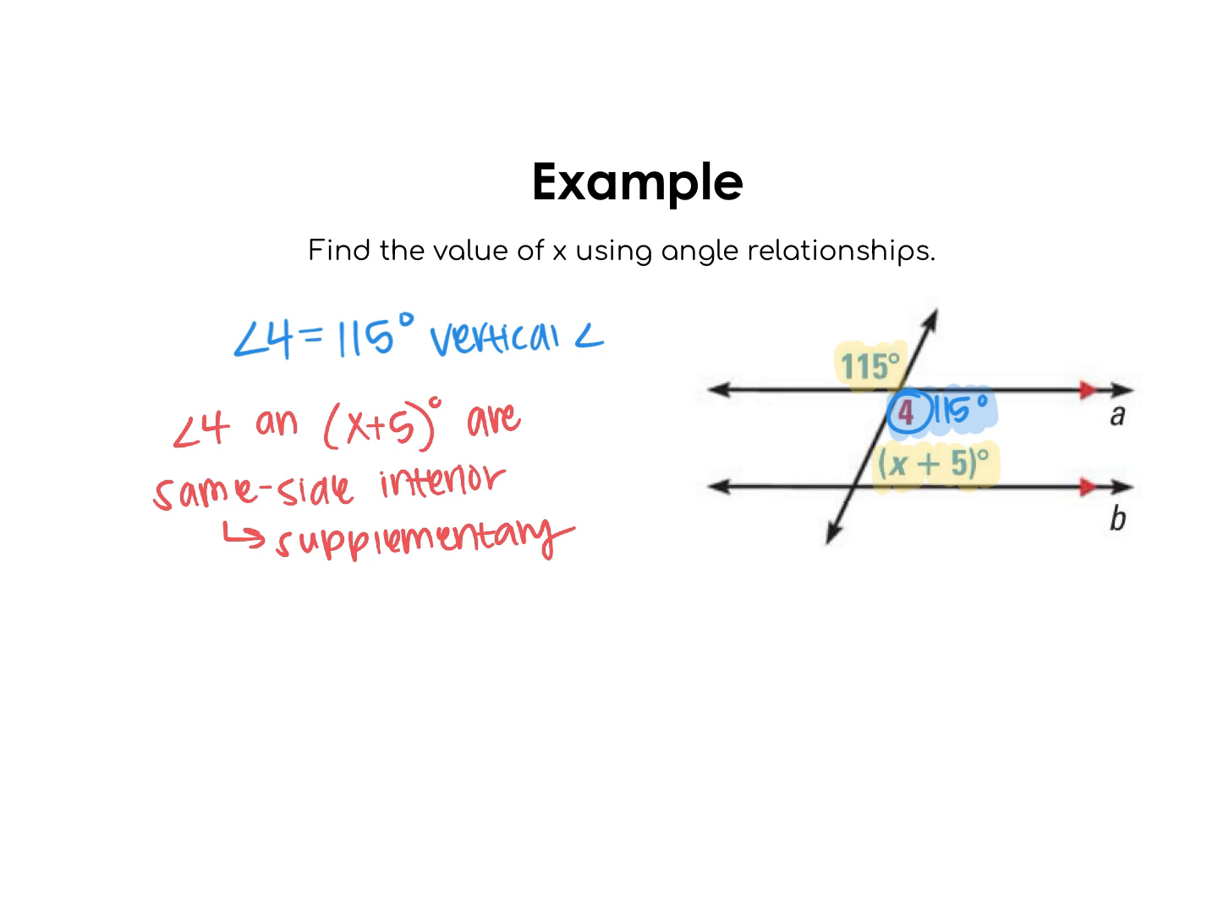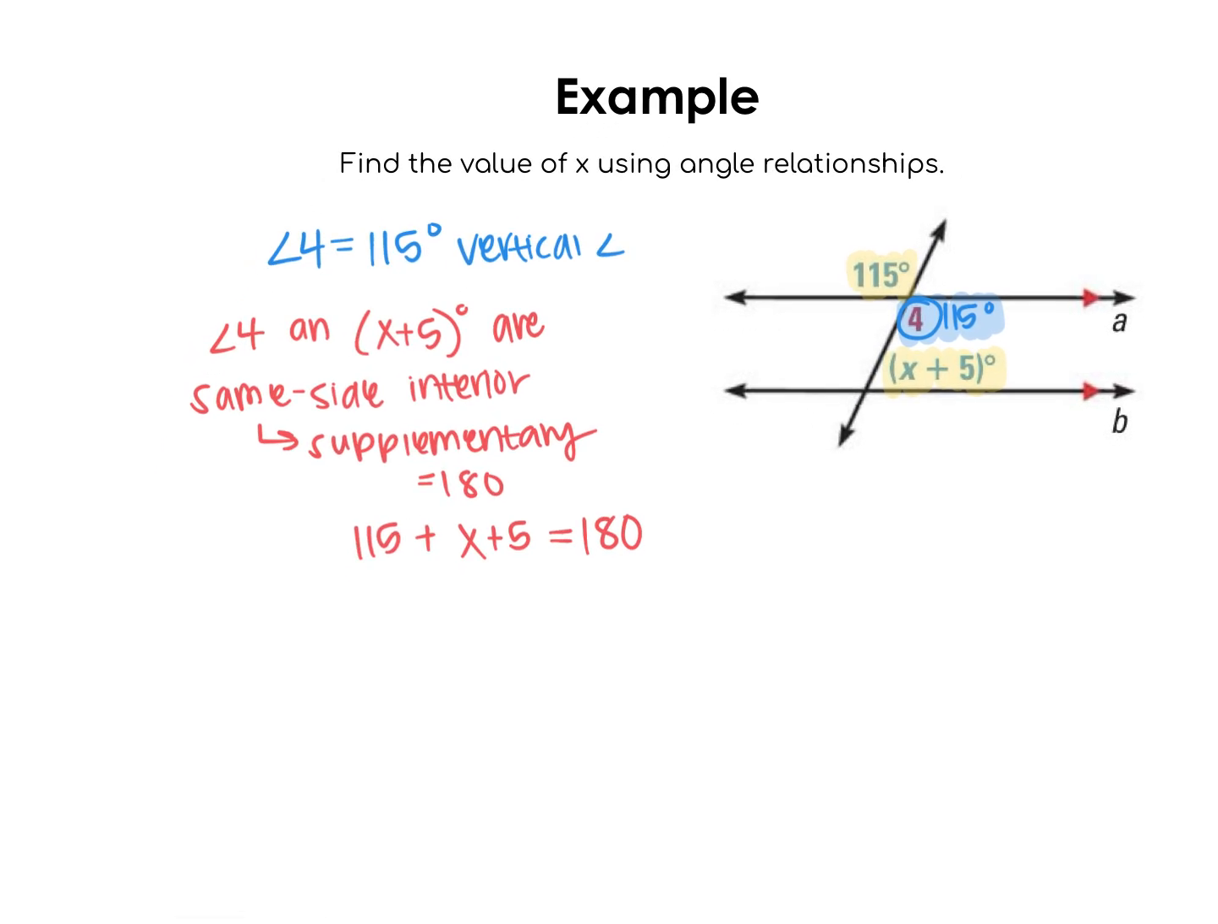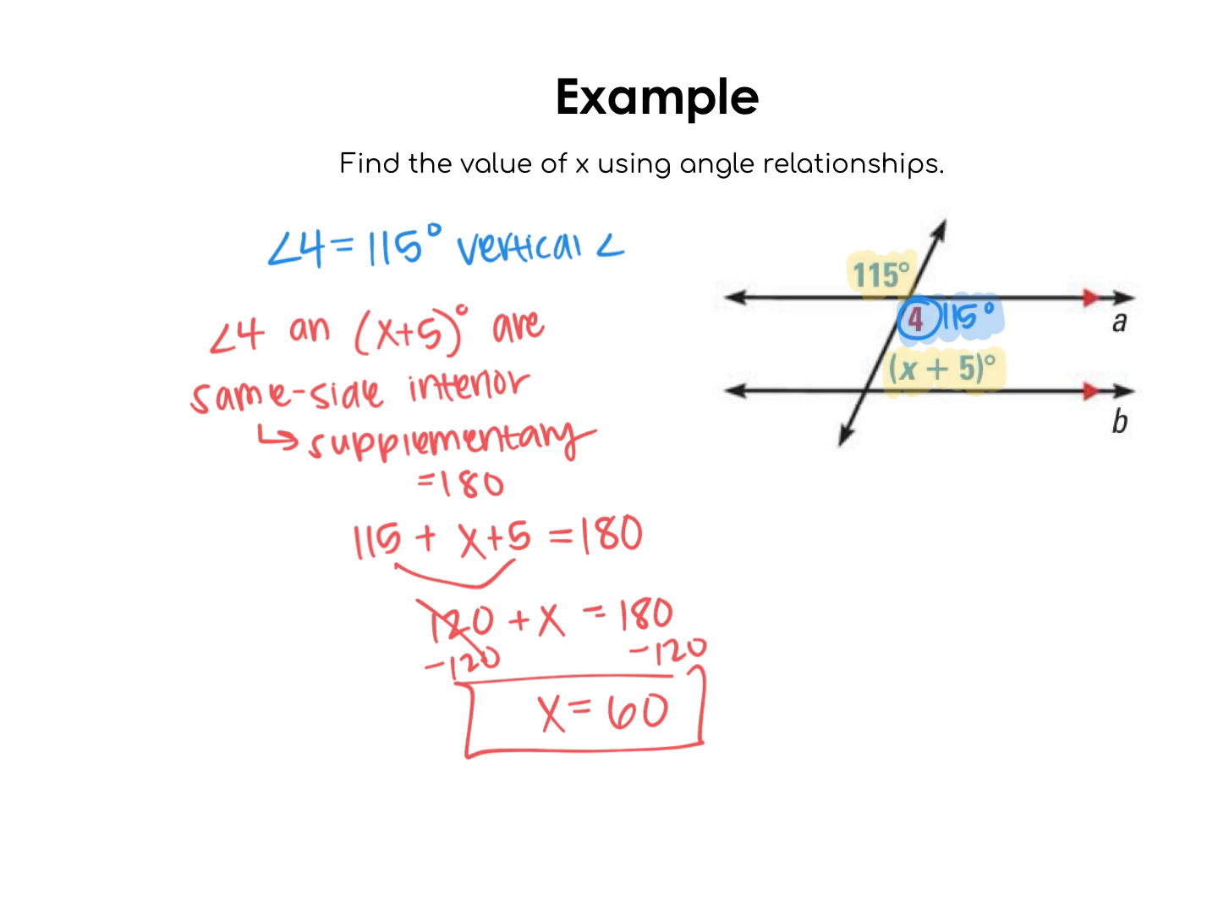Okay, where were we? We know that these are same side interior angles, which means that they are supplementary, or that they add to 180 degrees. So what we can do is say 115 plus this x plus 5 angle should add up to 180 degrees, which now allows us to go ahead and solve. So I'm going to combine these like terms, which will give us 120 plus x equals 180. Subtracting this 120 on either side will get that x is 60. So that tells us that this angle right here would be 65 degrees.